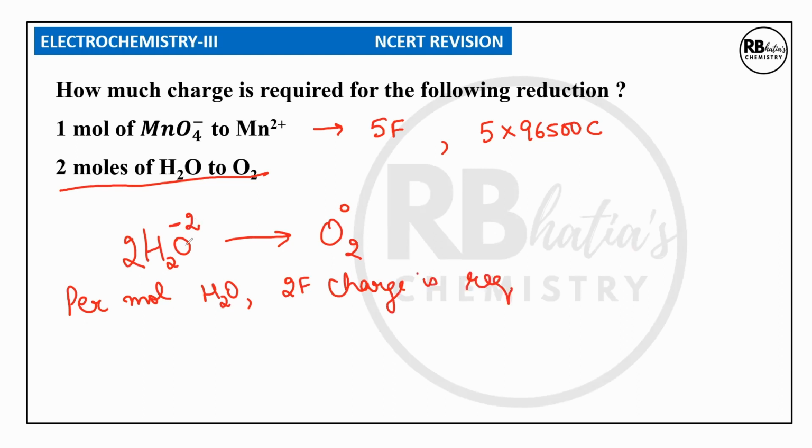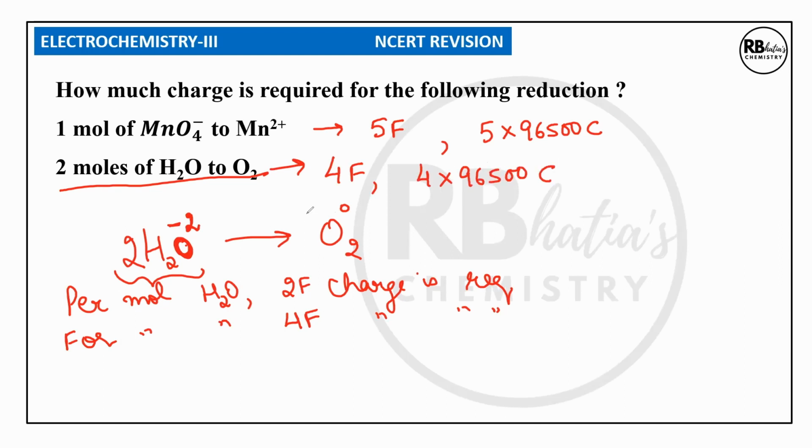Why? Because each mole of water has 1 O, and that 1 O is undergoing a change from minus 2 to 0. 2 moles of water will have 2 oxygens. So for 2 moles of water, 4 Faraday charge will be required. So 2 moles of water to oxygen, the amount of charge required is 4 Faraday, or 4 into 96500 coulomb.